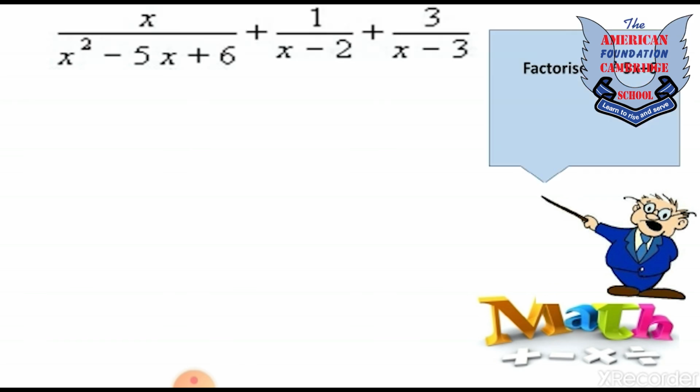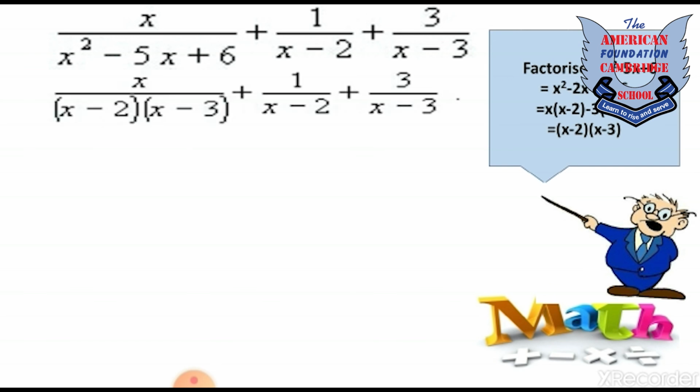x square minus 5x plus 6 can be factorized by splitting its middle term into two terms. The factors will be (x minus 2) into (x minus 3). So you just have to write (x minus 2) into (x minus 3) in place of x square minus 5x plus 6 and the rest of the fractions as they are.